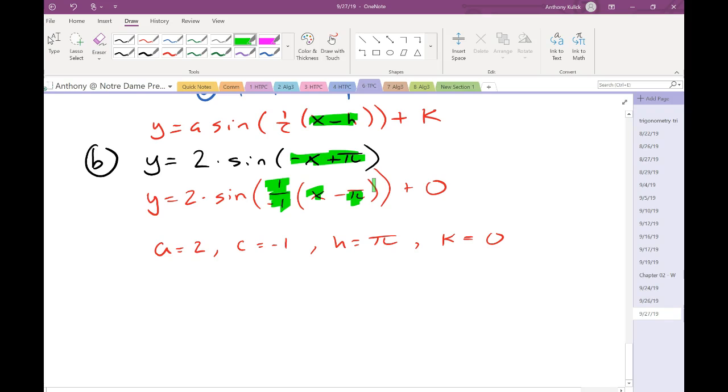Okay, and then you find the h just changes to a positive. Right, so the h is always the opposite sign of what it appears, just like the c is always the reciprocal of what it appears. Okay with that?